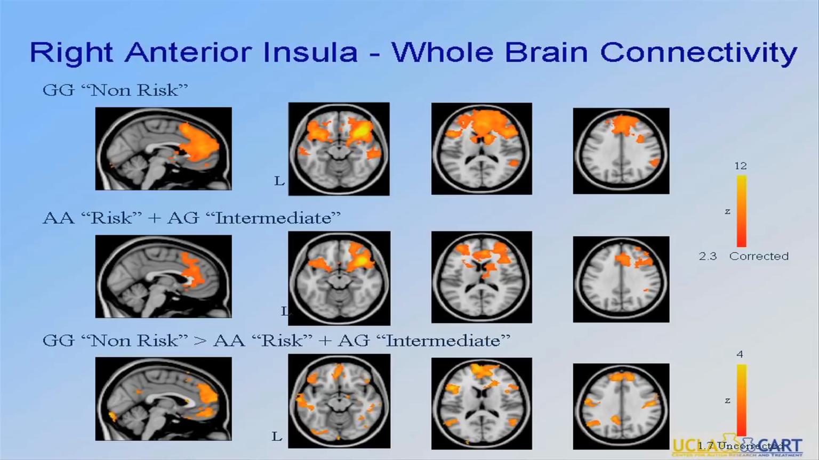Those who had one or both copies of the risk gene had much less connectivity from that seed region in the salience network. This is the difference between carriers and non-carriers, and so you can see that a lot of these are very long-range connections that have reduced connectivity for those carrying the risk gene. And again, this is not just individuals with autism. This is true for carriers of the gene regardless of diagnosis.